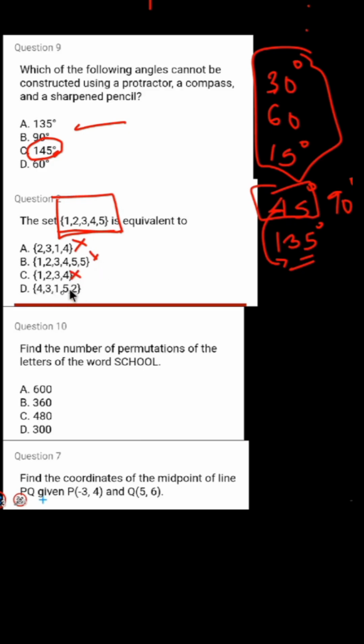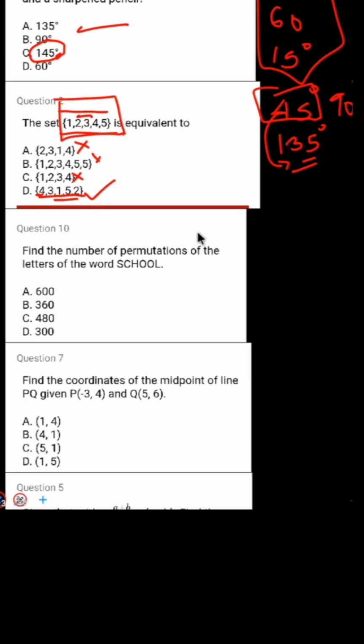Then you have 4, 3, 1, 5, 2. This is the same as this one, just that the order is scattered. This one is starting from 1, this one is starting from 4. But they contain identical elements, and they also contain the same number of elements. This one contains 5 elements. This one also contains 5 elements. So this is the answer here. Irrespective of the order, just make sure they contain the same number of elements and identical elements. So the answer is option D.